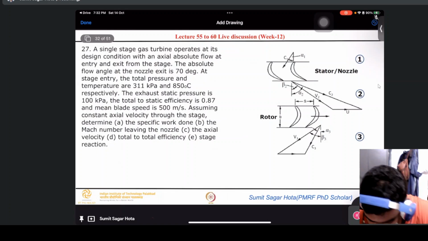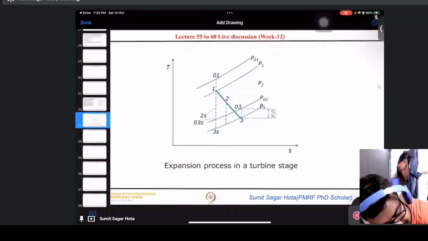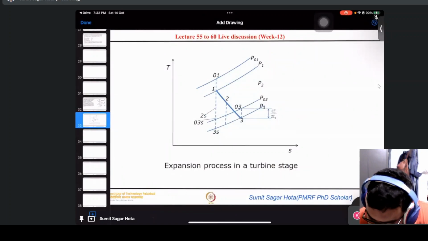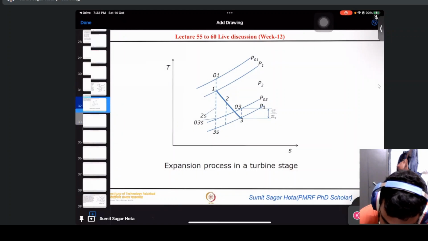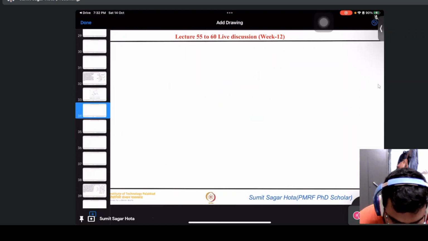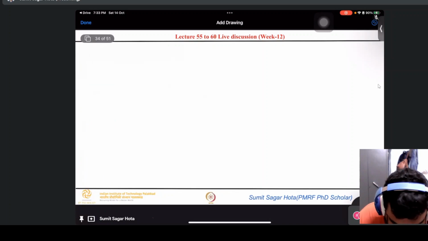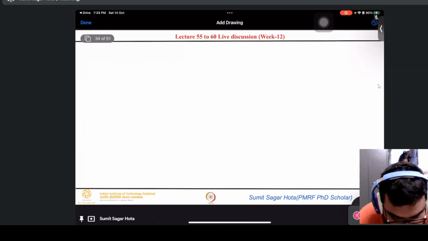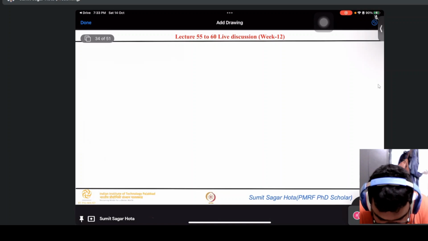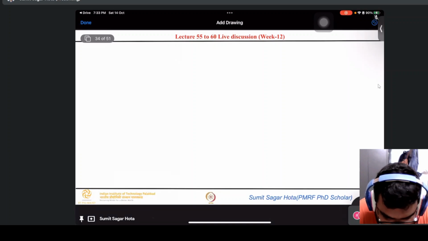And this is what the cycle looks like. The cycle for the turbine, an axial flow gas turbine. So first of all we know what is this total to total static efficiency.